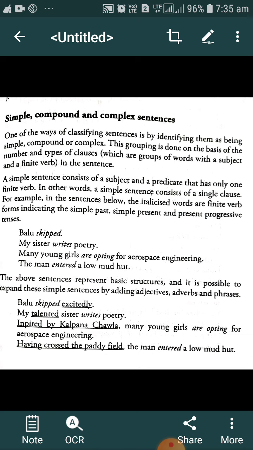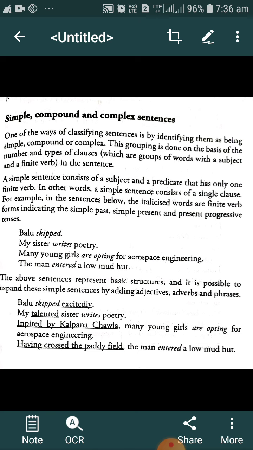But you have to keep in mind, in a simple sentence there is only one finite verb and subject. We can expand the basic structure of the basic sentence by adding adjectives, adverbs and phrases. So the above sentences have been repeated here.